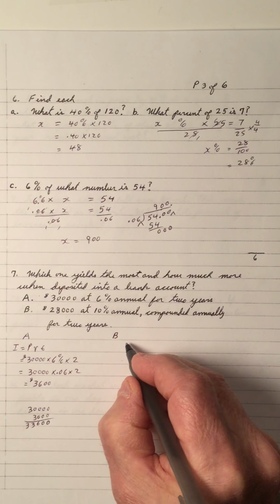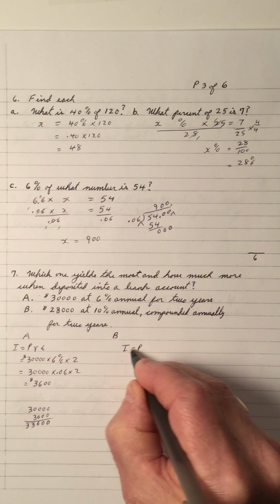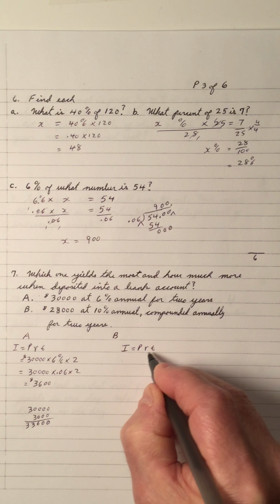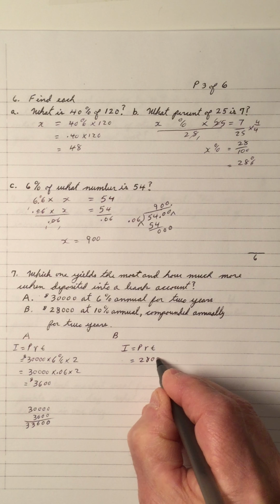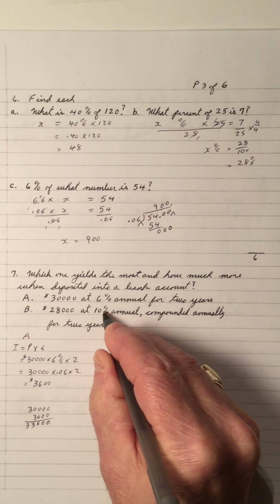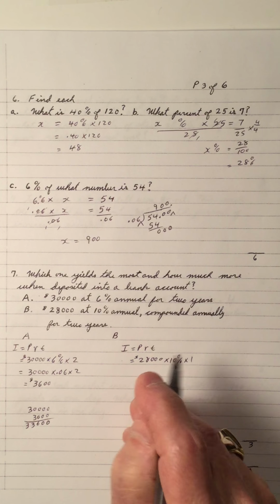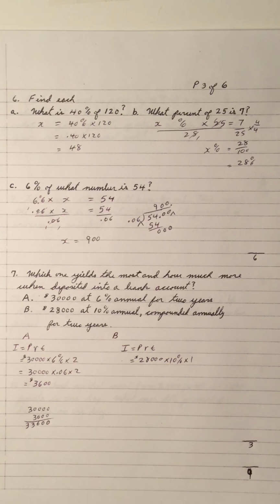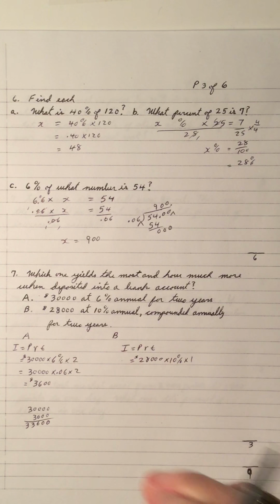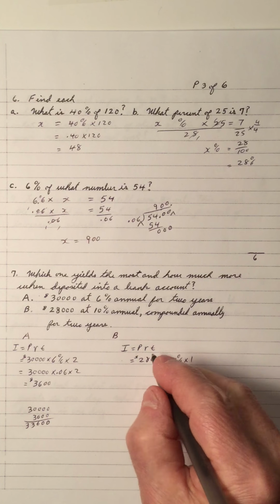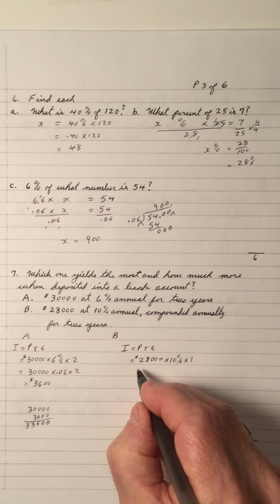B is compound interest, so you have to work it out for each year. Interest equals PRT, principal times rate times time. The principal is 28,000. The interest is 10%, and you're doing it for the first year. Because what happens, you get your interest, then you add it on to the 28,000. Then the next year, you're getting what they call interest on interest. That's the compounding. So you're going to get money on your money. And that's the way the banks work.